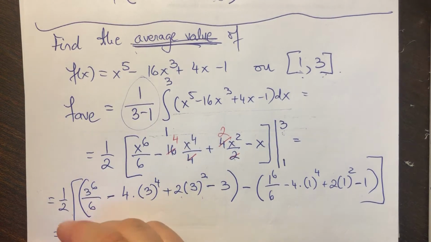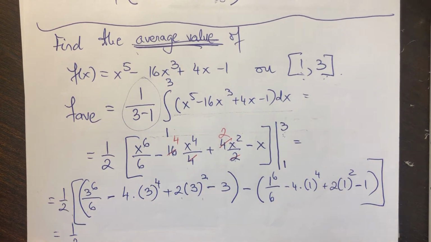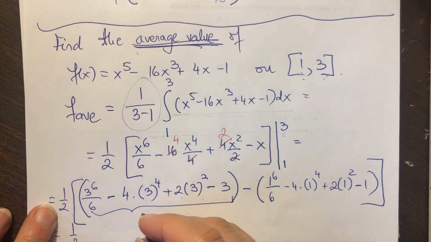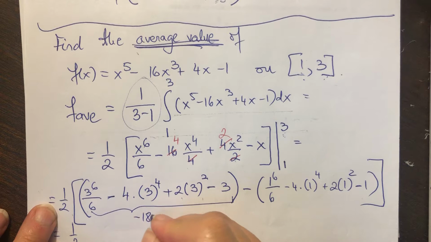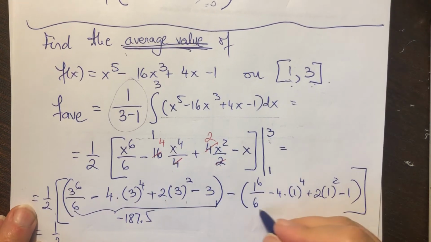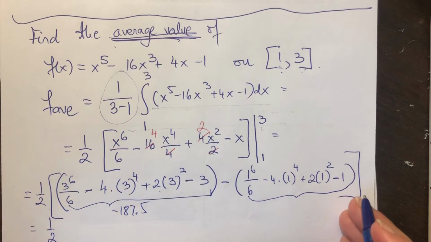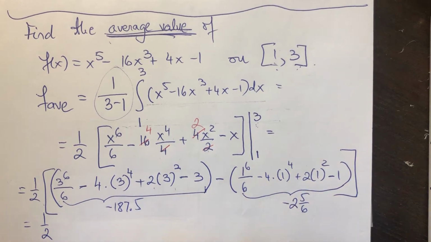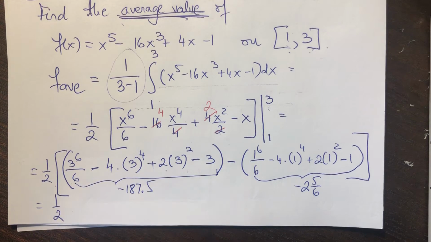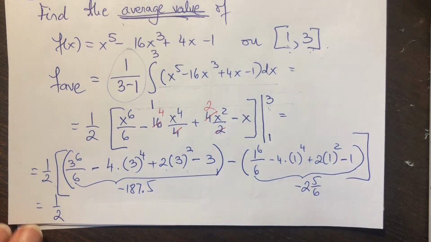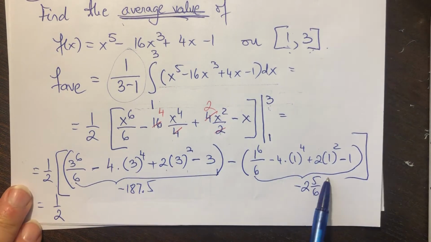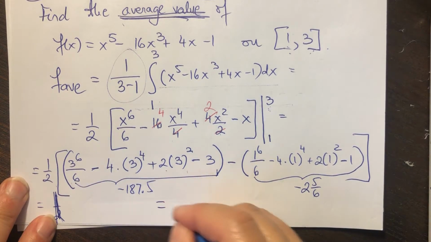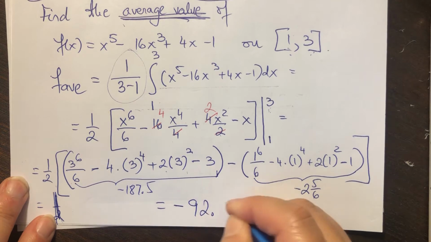So put all that in your calculator. Again, your calculator will be your best friend. If you put this in your calculator, it looks to me like I got a negative 187.5. Put this in your calculator. We're getting a negative 2 and 5/6. Again, you could just put in a decimal anyhow. This one's a decimal, so that's fine. So subtract these. Don't forget to multiply by a half. Then your final answer is going to be negative 92.9.